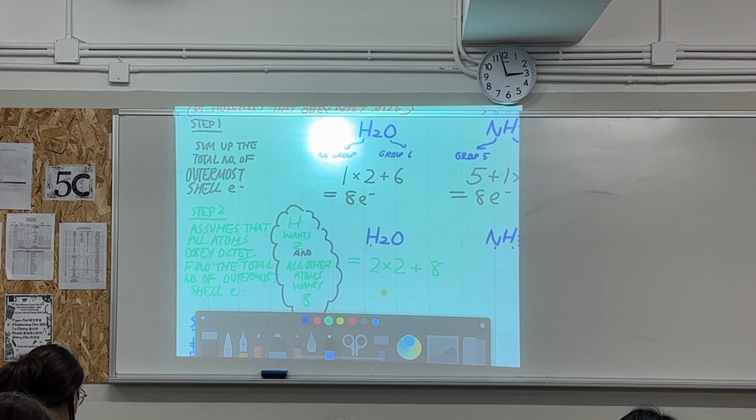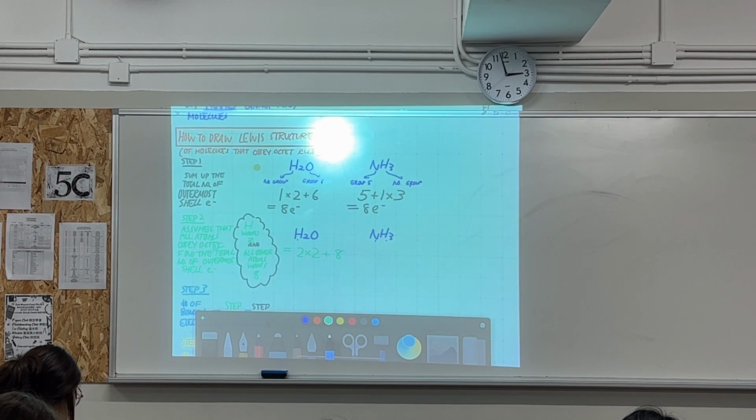just that we are not using the number as defined by the group number, but the number they want to have. Okay? You can think of step 1 as something that you do to calculate how many electrons a molecule really has, what you really have. And step 2 is for finding how many electrons you want to have.